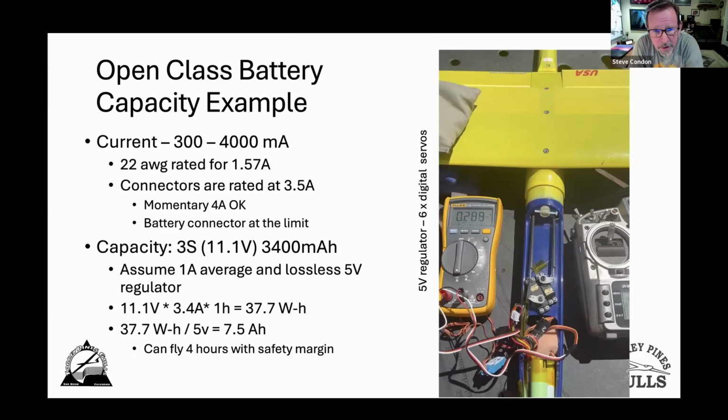Steve, you got a question? Not really a question. I was saying I'd love to put that telemetry in my third scale airplane and see what all 19 servos are drawing. We should totally do that. Yeah, me too.